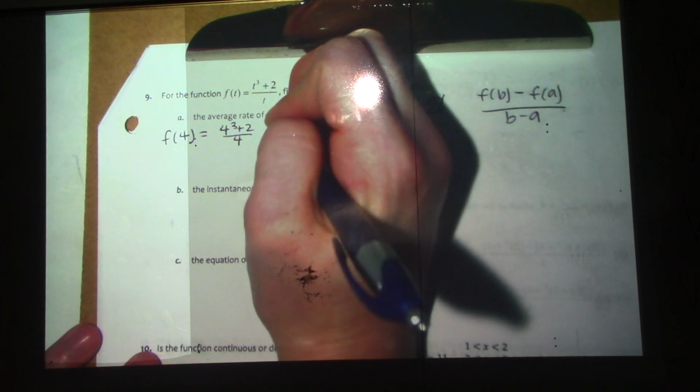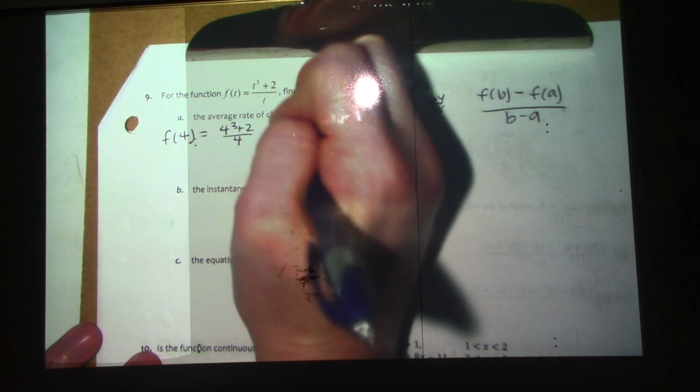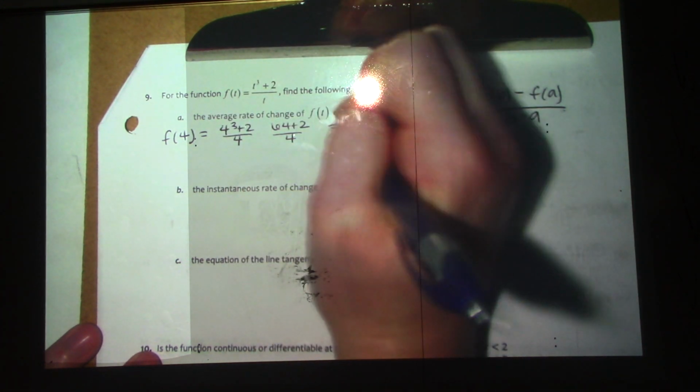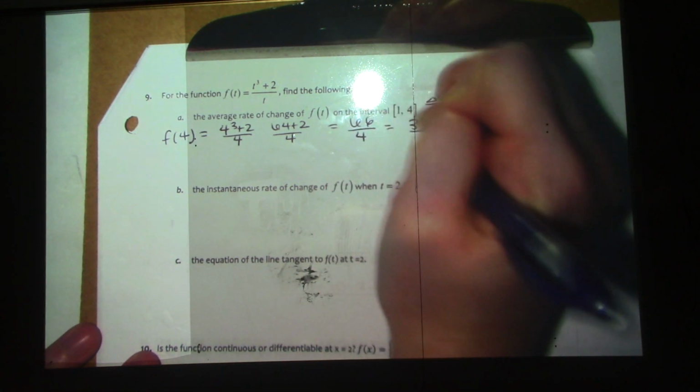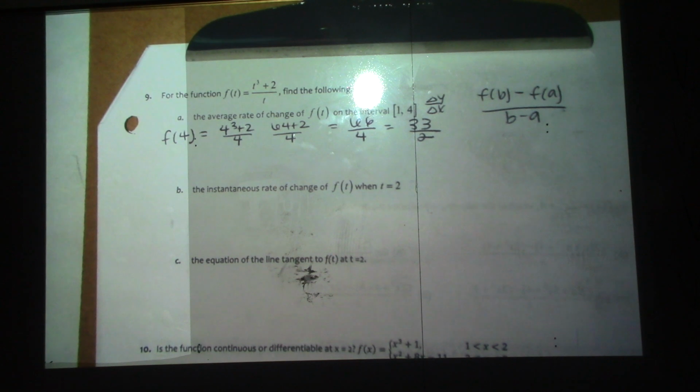So first of all, I need to find what f of 4 is. So f of 4 is going to be 4 cubed plus 2 over 4. 4 cubed is 64. So this is 64 plus 2 over 4. So that's 66 over 4. That can be 33 over 2, and then I can't really simplify it from there.